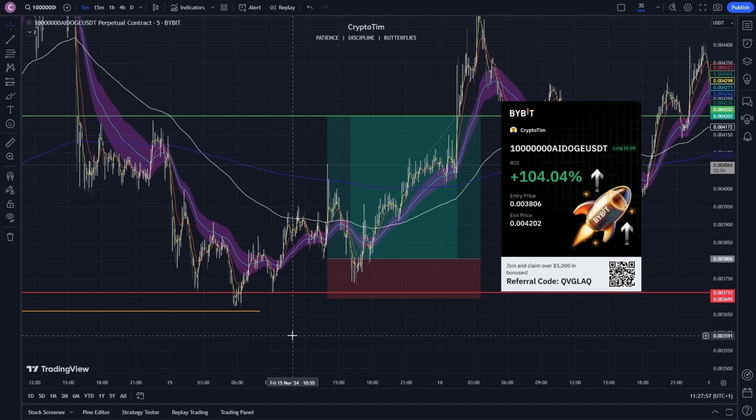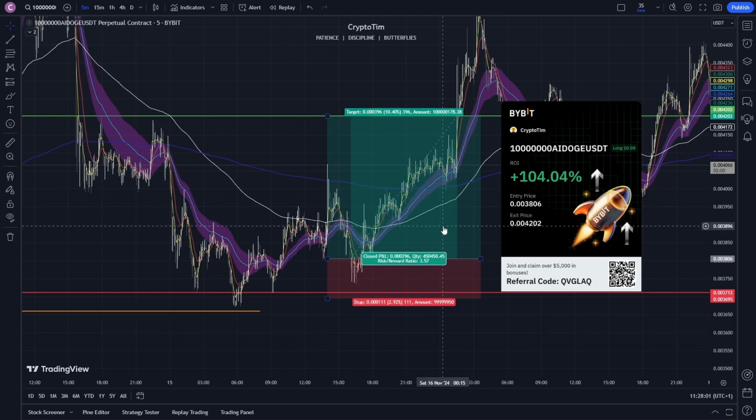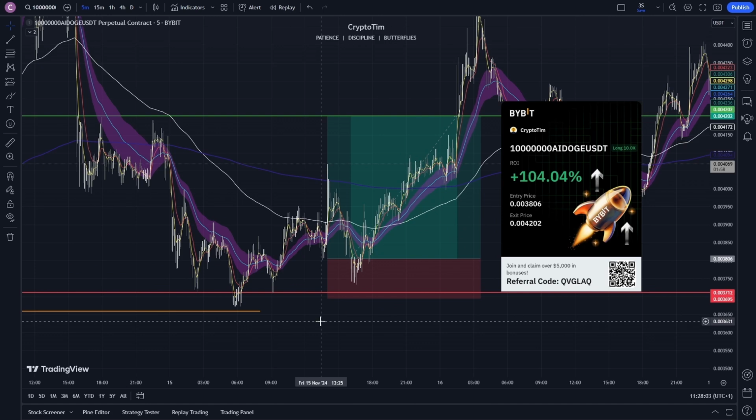Today I'm making another video about this AI Doge trade that I took. It's a 3.5 hour scalping trade. I did record my chart live when I was looking for this setup, so without further ado, let's jump straight into the video.